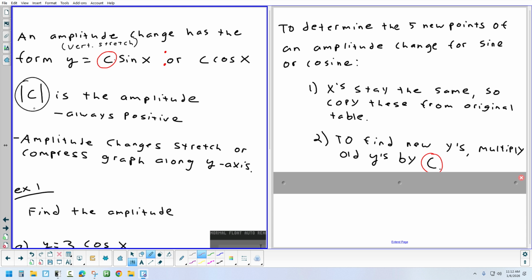Taking the absolute value is only if I ask you a question, what is the amplitude? You don't want to give me a negative number there. Any question on that? So again, arithmetic, very easy. All you're going to have to do is take a 1, a -1, or a 0, and multiply it by a number. So this is the easier of the two transformations today.